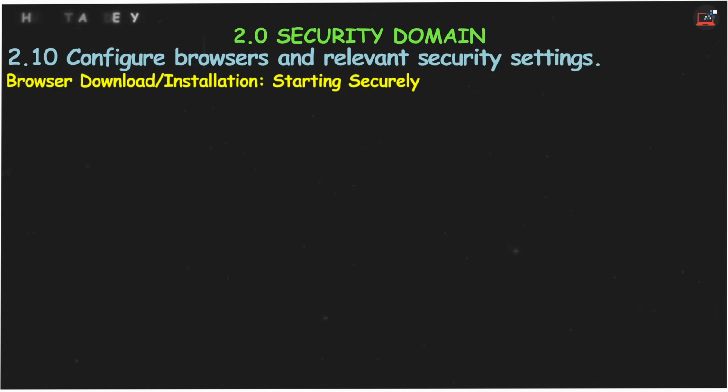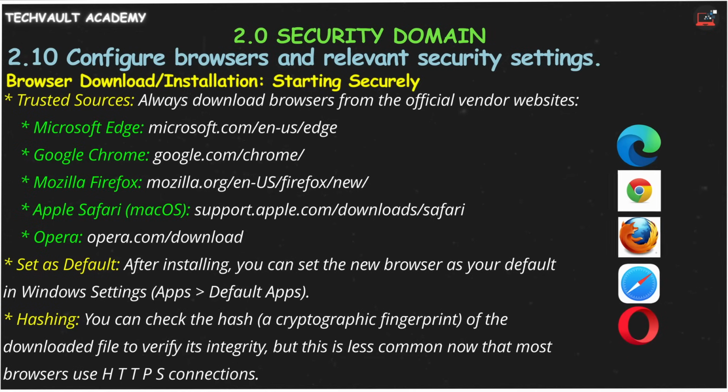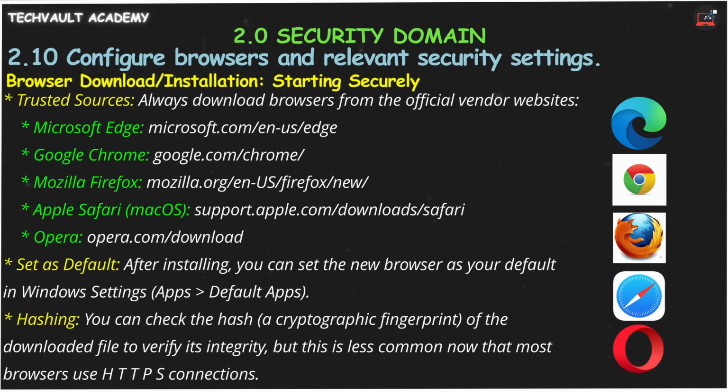Browser download and installation, starting securely. Trusted sources. Always download browsers from the official vendor websites. Microsoft Edge, microsoft.com/en-us/edge. Google Chrome, google.com/chrome. Mozilla Firefox, mozilla.org/en-US/firefox/new/. Apple Safari, macOS, support.apple.com/downloads/safari. Opera, opera.com/download.